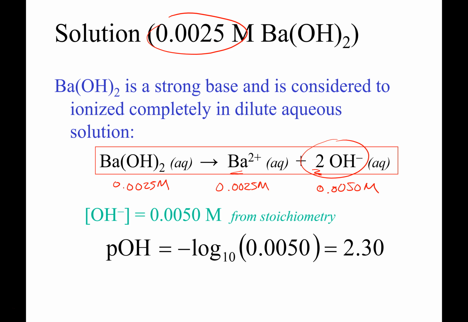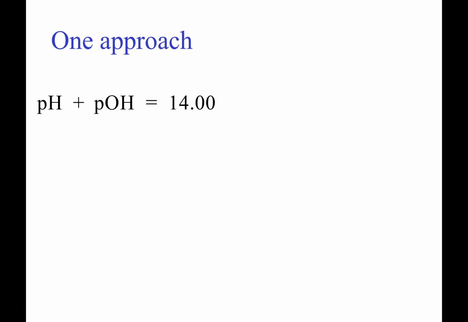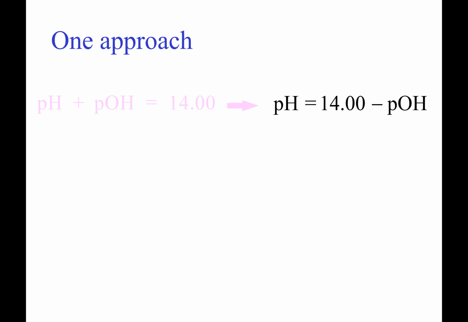Surprise, I got it. I think I have a couple of ways to show you. One approach would be to go for the pH next. The pH will be equal to 14.00 minus the pOH. So you're looking at 14.00 minus 2.30. So your pH is 11.70.